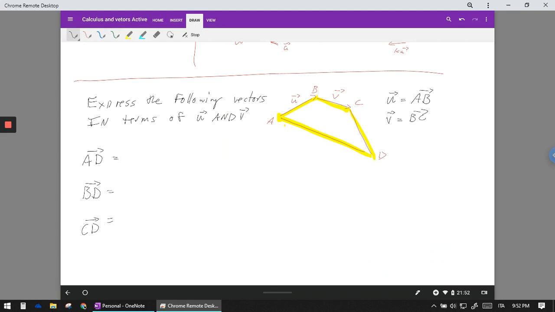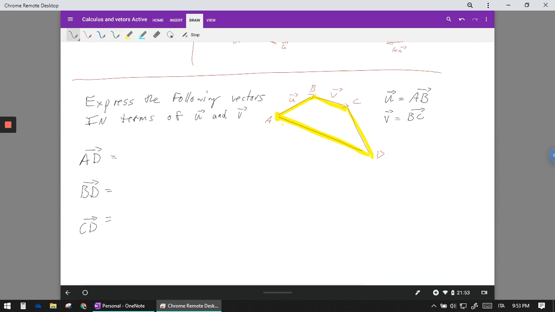And you remember, you can define vectors by a single letter, or you can define vectors by their endpoints and a little arrow above it. All right. And so now the question is, express the following vectors in terms of U vector and V vector. Let me write this a little bit more clearly. So I'm basically trying to express the vector AD, okay, which is essentially this vector here.